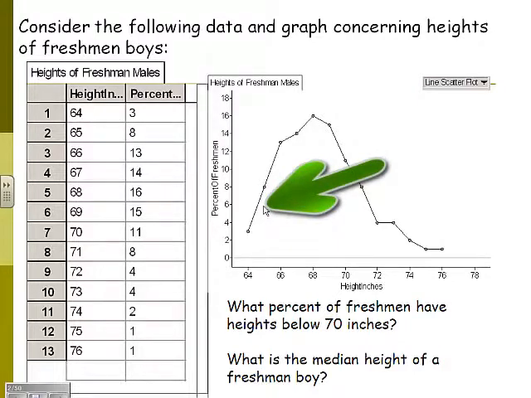And then this graph shows the connection between those two. So you can see that it's definitely skewed to the right, and you can see the shape and the spread, and it looks like the center is somewhere around 69.